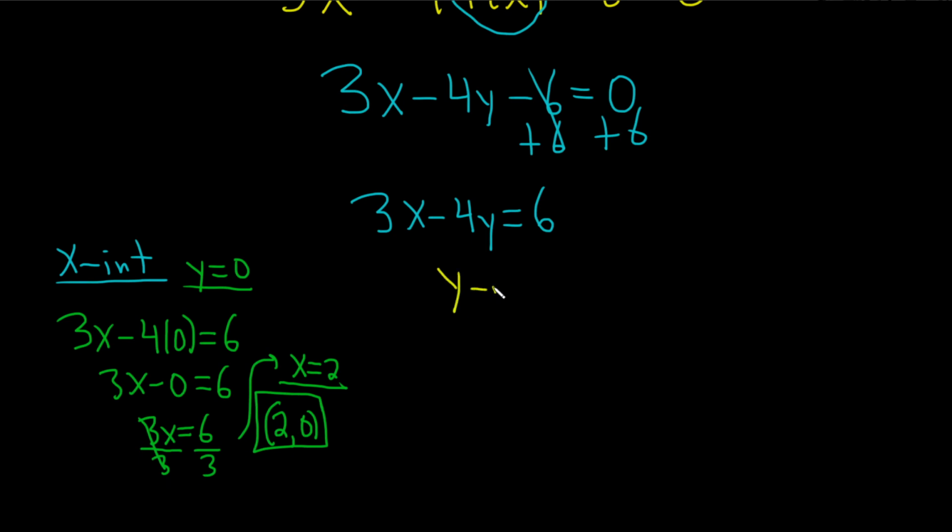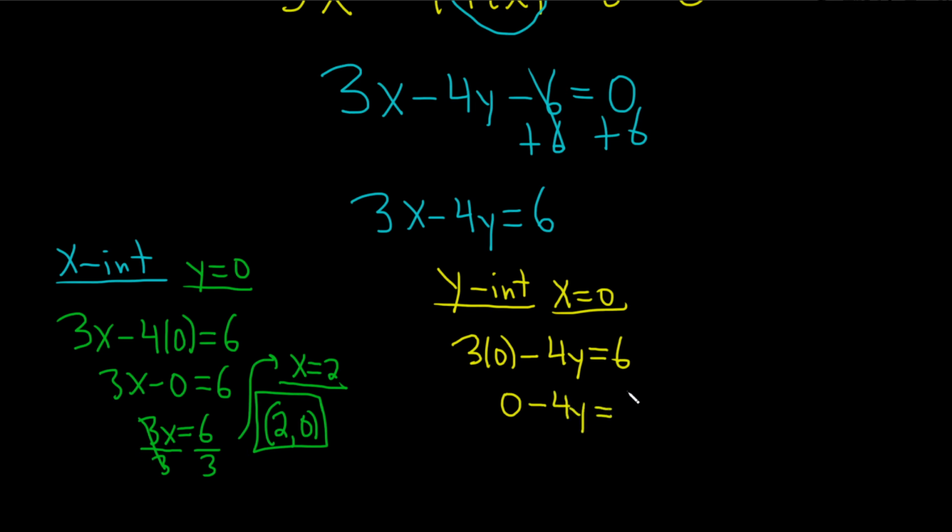So, y-intercept. Again, to find any intercept, you set the other one equal to 0. In this case, we'll set x equal to 0 in this equation. So we have 3 times 0 minus 4y equals 6. Well, this is just 0 minus 4y equals 6. That's just minus 4y equals 6.